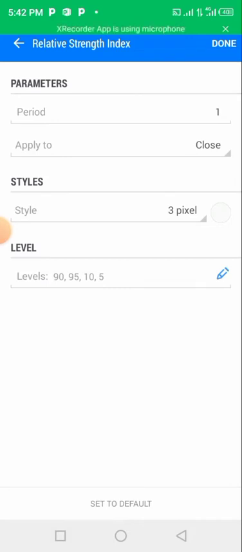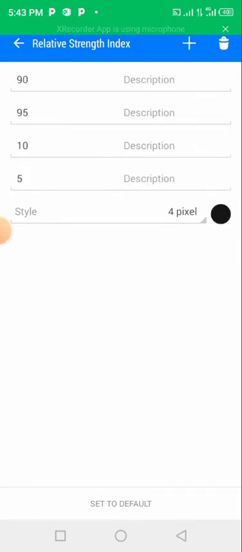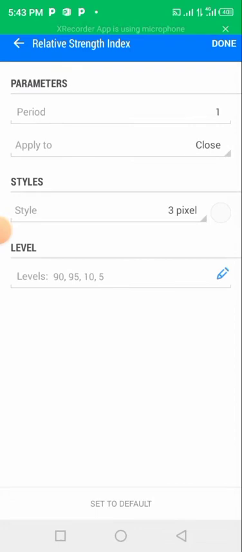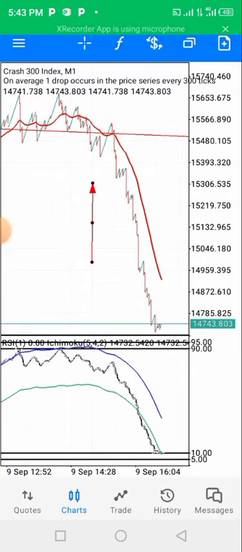So on the relative strength index, the period is 1, apply to close. The style is 3 pixel. The levels here are level 90, level 95, level 10, and level 5. Okay, and after that you click done, and you go back to your indicator.